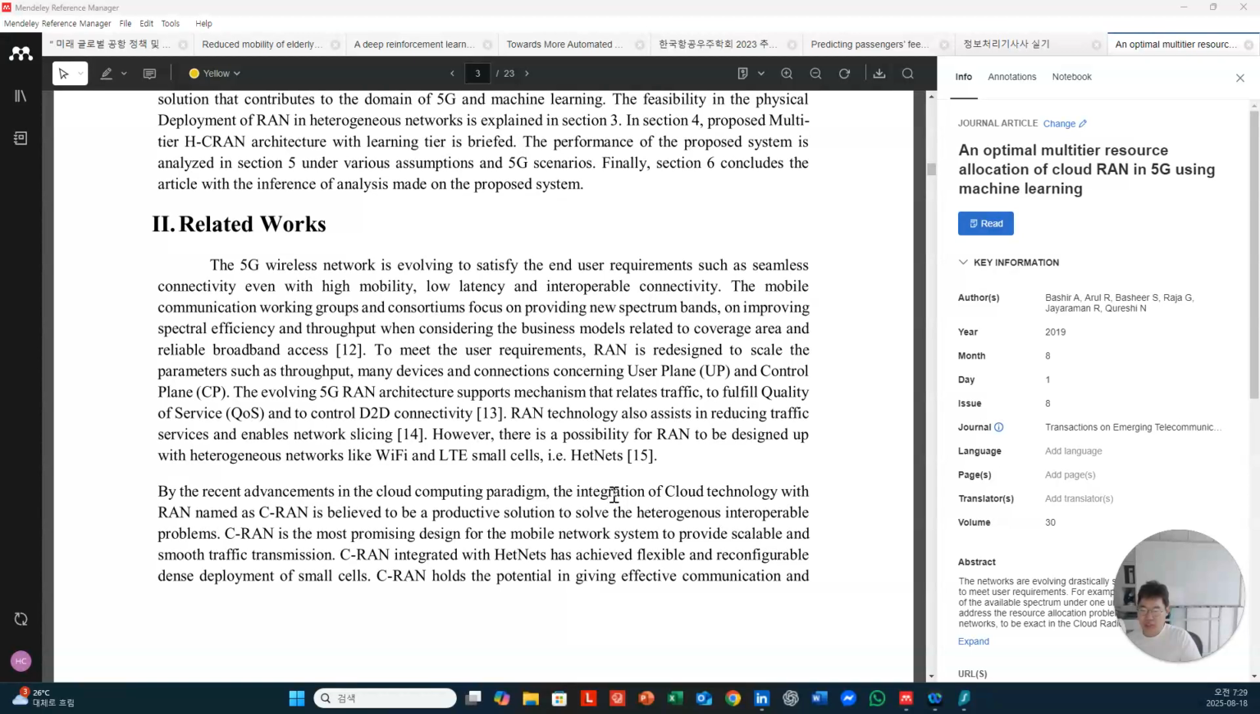Related work. 5G wireless networks are evolving to satisfy end-user requirements such as seamless connectivity, even with high mobility, low latency, and interoperable connectivity. The Mobile Communication Working Group and Consortium focus on providing new spectrum bands, and on improving spectral efficiency and throughput when considering the business models related to coverage area and reliable broadband access. To meet the user requirement, LAN is redesigned to scale parameters such as throughput, many devices and connections.